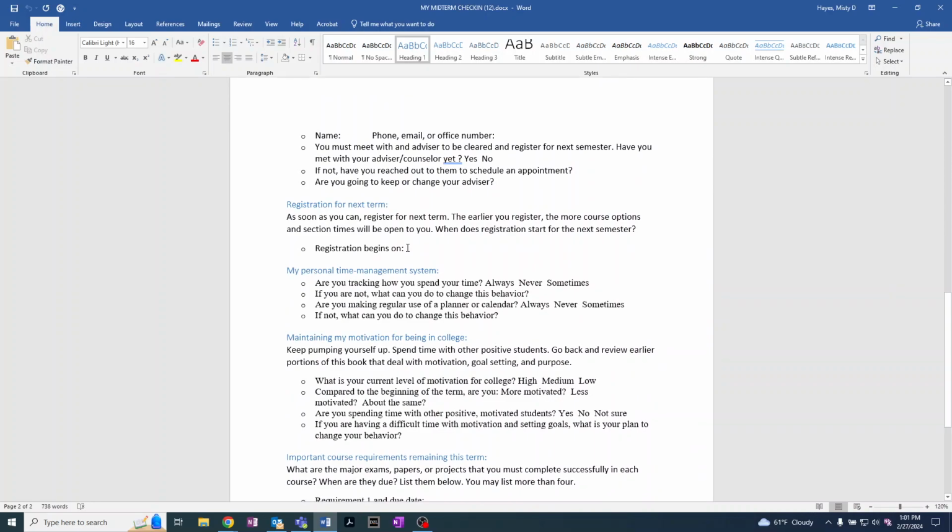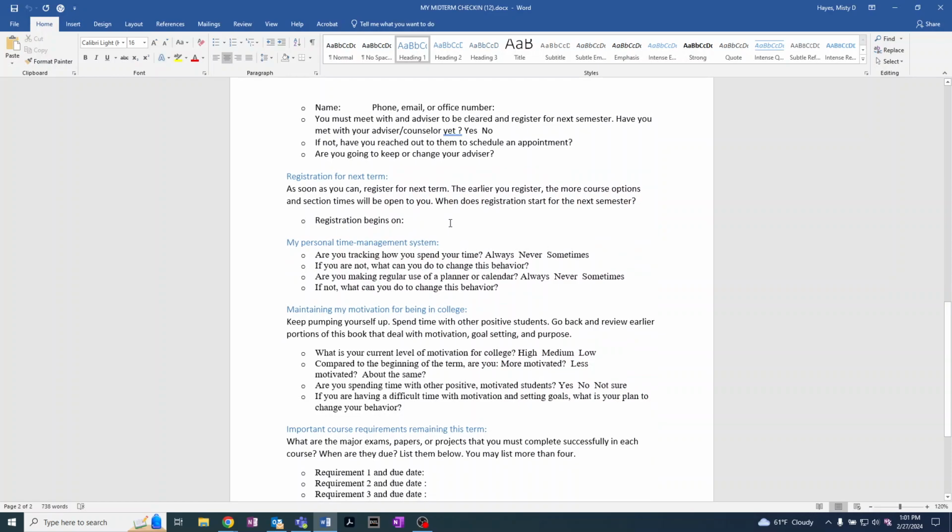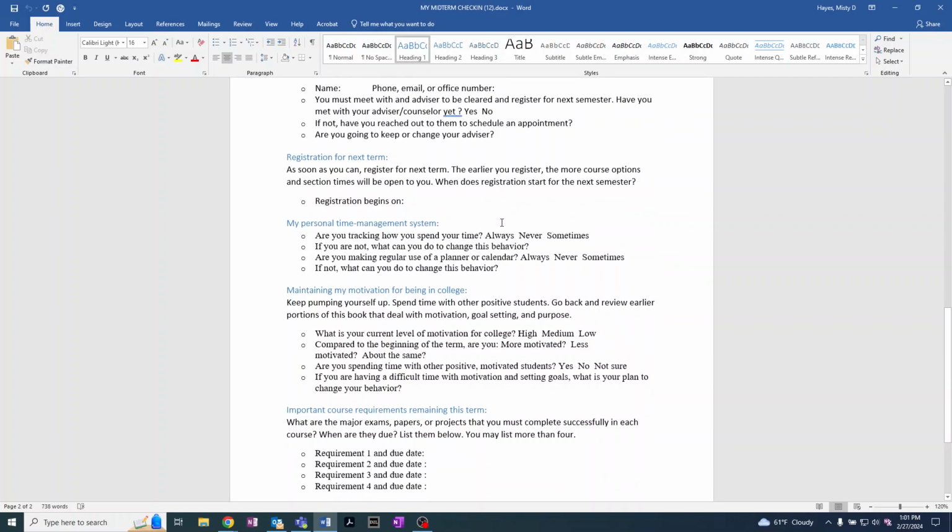You also need to know when registration begins, so it's something for you to look up. We talked about how you can navigate the Water State homepage as a student, being able to find these things under the resources. So I want you to be able to go back and find the date of when you have to register for summer or fall classes.